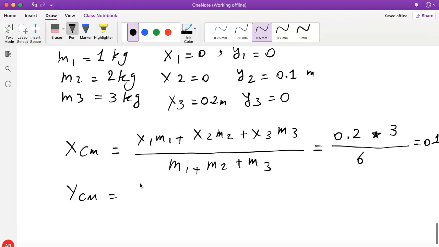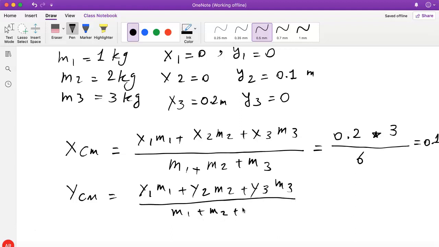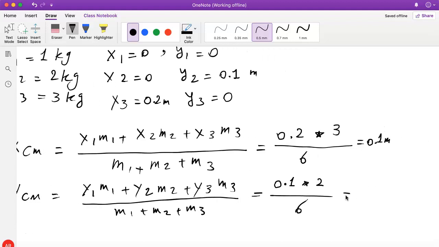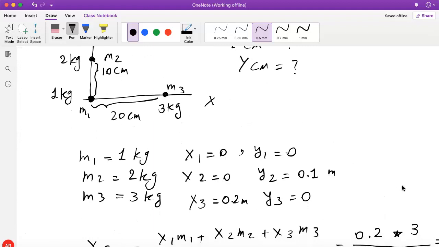And then similarly, we can find the y coordinate of the center of mass. So again, y1m1 plus y2m2 plus y3m3 divided by m1 plus m2 plus m3. What do I get here? The denominator is again the total mass, that's 6 kilograms. y1 is 0, y2 is 0.1. So let's just write the one that's not 0, y2 is 0.1, and it multiplies m2, which is 2. Now similarly, y3 is 0. So I get 0.1 divided by 3, that's like 0.033. So we found where the center of mass of this system of three particles is.